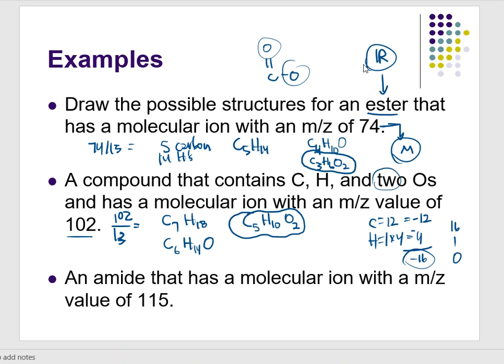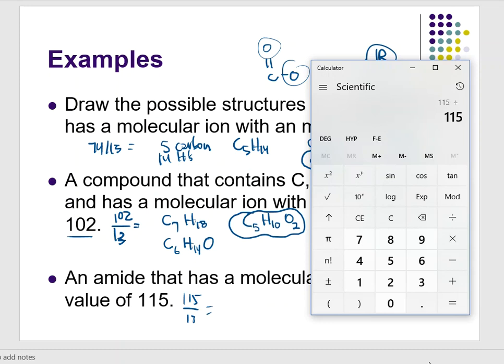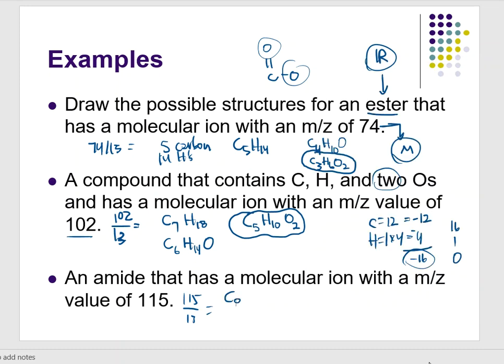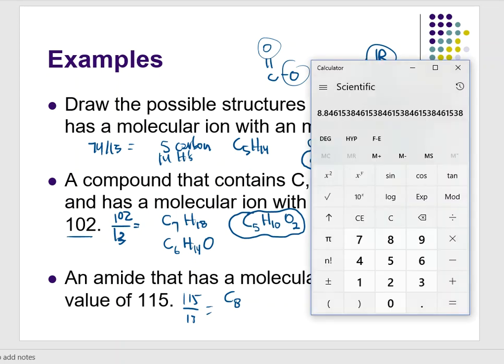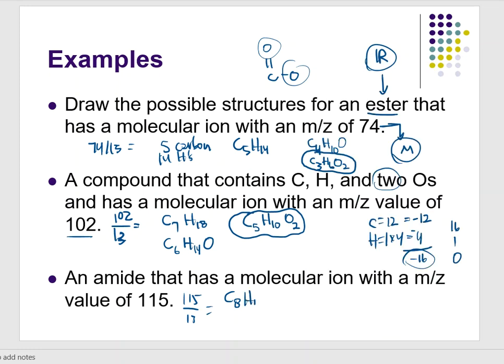Finally, the last one, an amide that has a molecular ion with an m/z of 115. All right, so who cares about the functional group right now? We're just going to do the rule of 13 as it's written. So I'll take 115 divided by 13. That gives me 8, so 8 carbons in total. So 12 times 8 is 96. Well, it weighs 115, so that gives me 19. So H19, that's where I'm going to start.